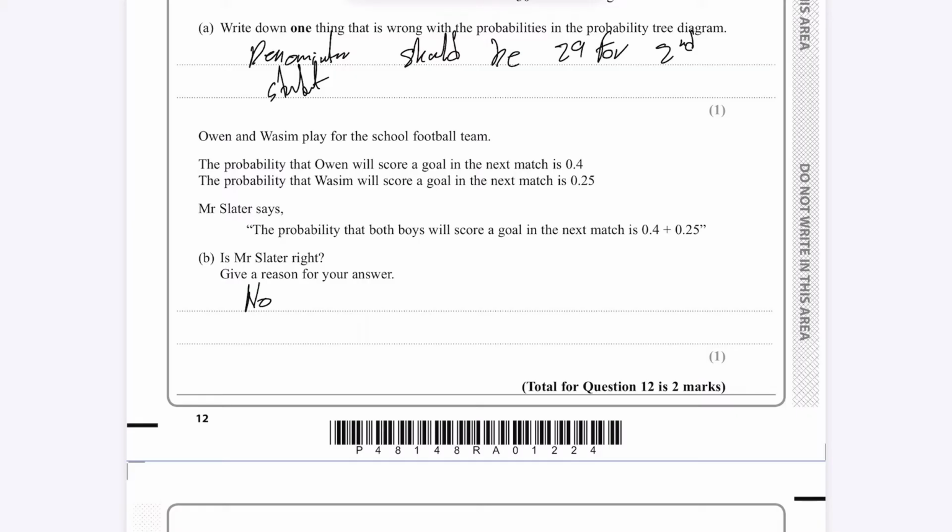to work out the probability that both will score, it would be 0.4 times 0.25, and you don't add them, so that would become 0.1. And so here we've said no, and we've shown the correct working out, so we can just say 0.1 is the probability of them both scoring.